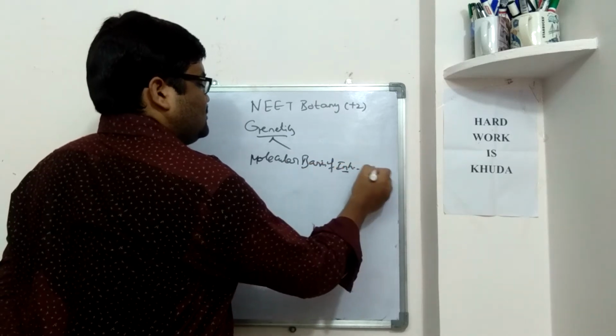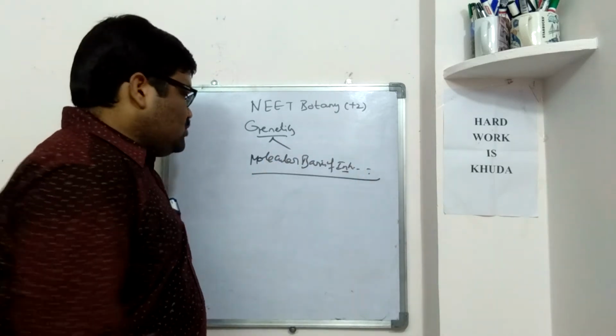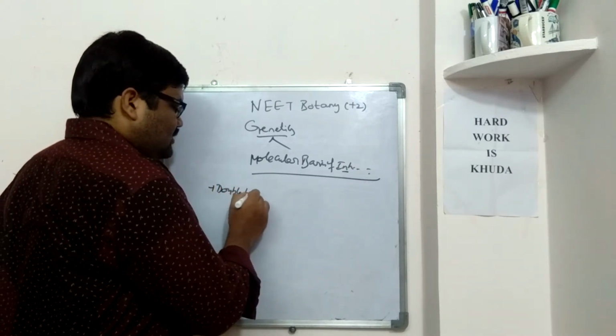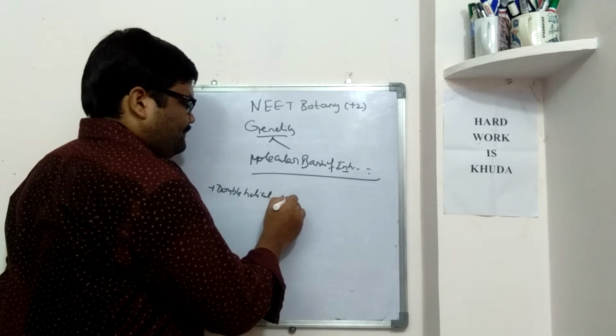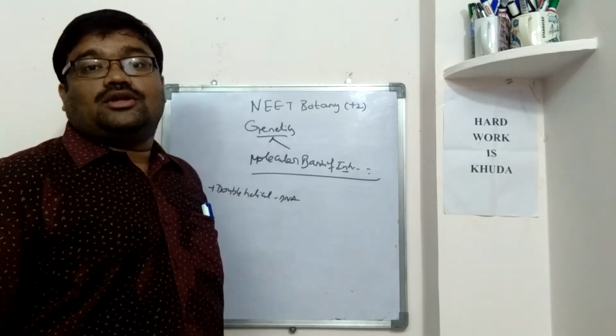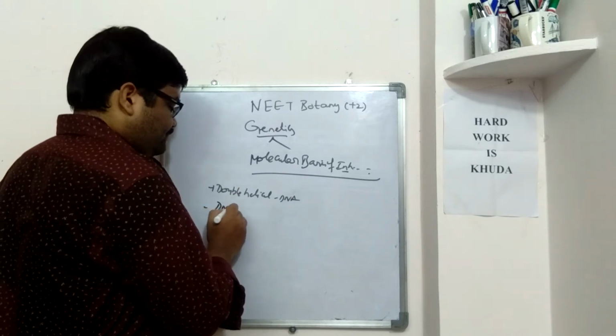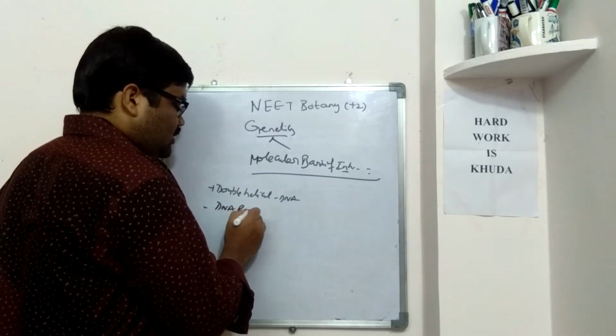Molecular basis of inheritance. As usual, we have to understand the double helical structure of DNA, the Watson and Crick model of DNA. Then DNA replication or duplication.